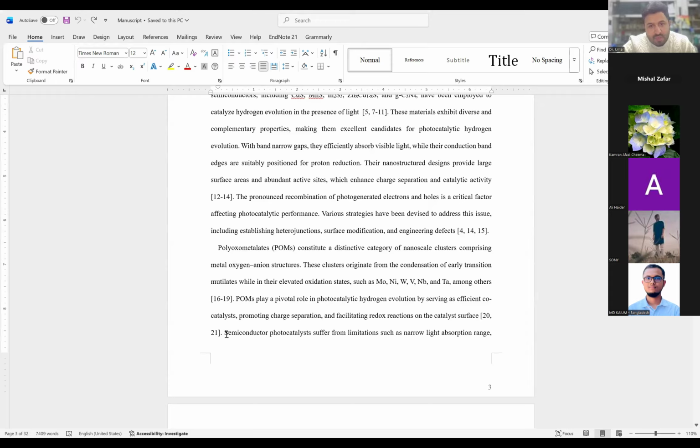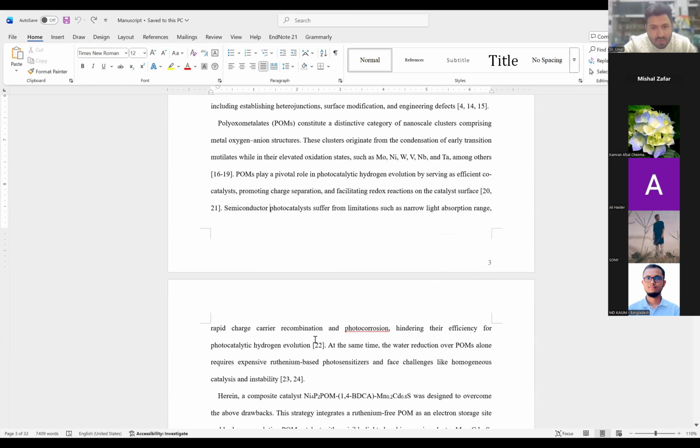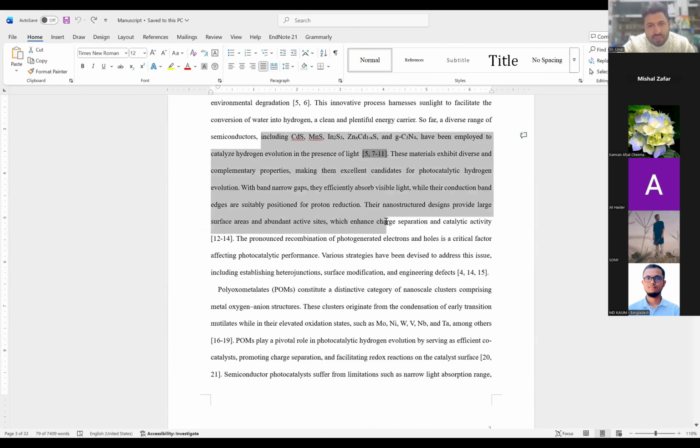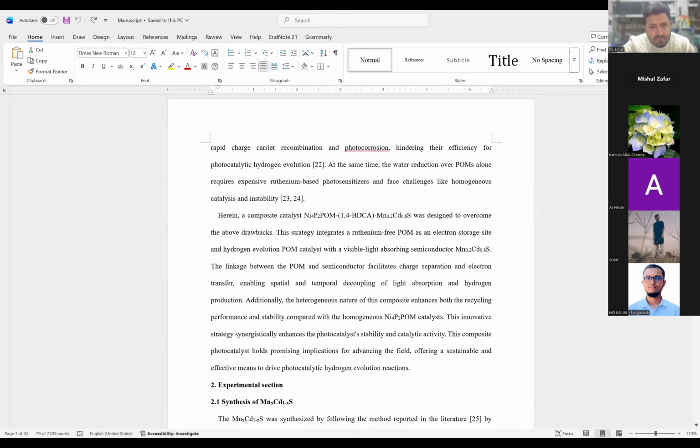Then I discussed how semiconductor photocatalysts suffer from limitations. Here, these are the POMs, and here I have discussed the semiconductor limitations, and down here I have discussed the limitations, because I have introduced the POMs here, the history of POMs and their introduction. And for the semiconductors, I have discussed above that these are the semiconductors. So we have discussed that there. And then, at the same time, the water reduction over POMs. These are the limitations of polyoxymetalates.